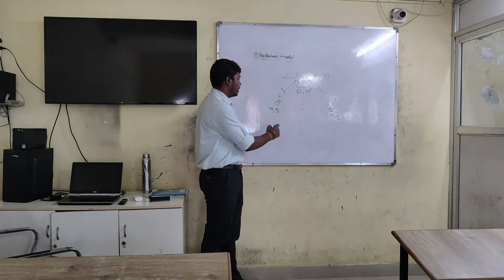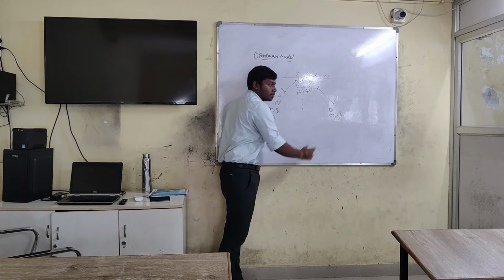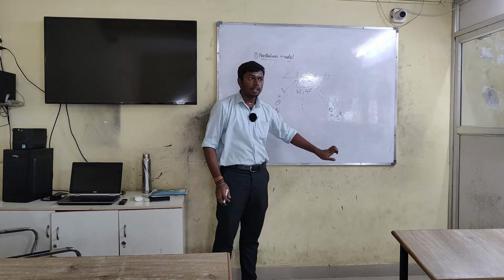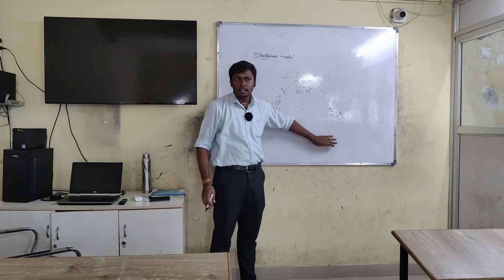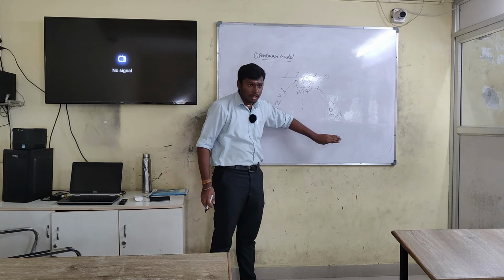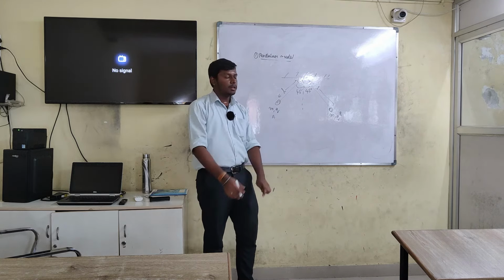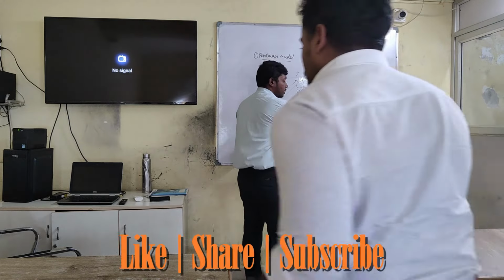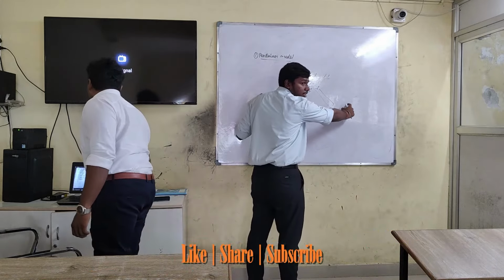Right? A and B. Now the equilibrium is there. Equilibrium, now what is the condition? Net force is equal to 0. Now what I am doing is holding these two bodies and keeping them apart.